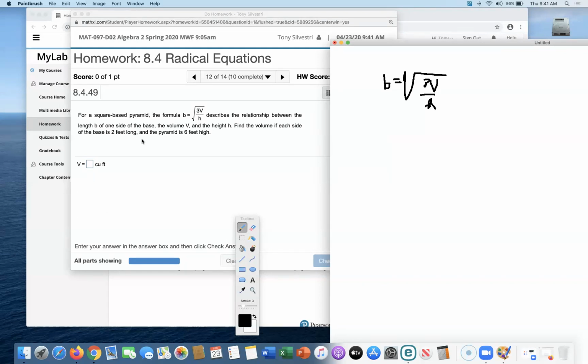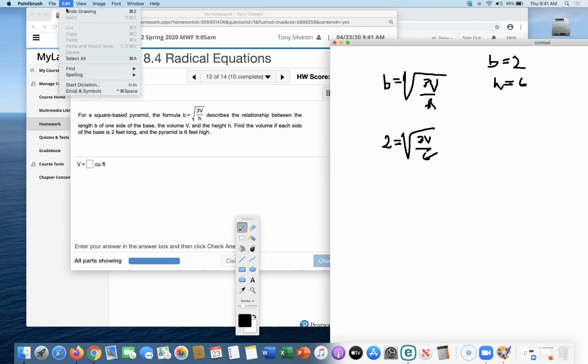Because they're giving you the base equals 2 and the pyramid is 6 feet high. They're giving you that the base is equal to 2. The height is equal to 6. And so from that, you can calculate the V. So let's plug in those values that we know. 2 equals the square root of 3V over 6.